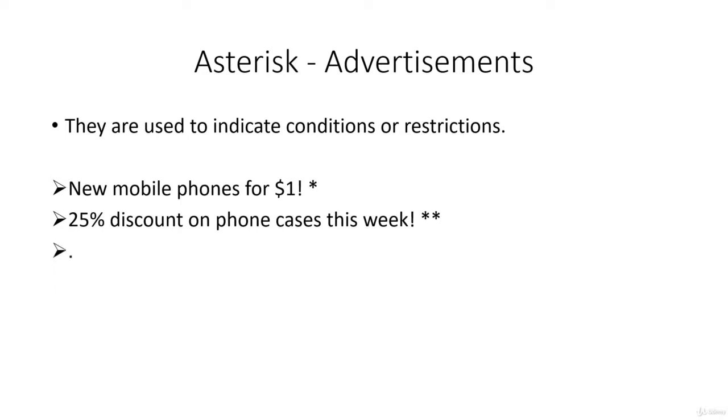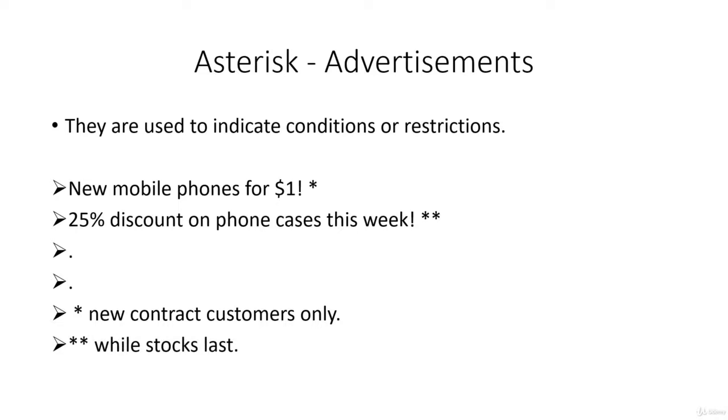We then go on to see some blah, blah, blah. And then we have the first footnote, so one asterisk. New contract customers only. So these new mobile phones for $1 only apply to new contract customers. In other words, they're not $1. The price is built into the monthly fee. And the second footnote, we say with two asterisks, while stocks last. So if they've got, say, 10 phone cases that they've discounted, once all 10 have been sold, the offer's finished.